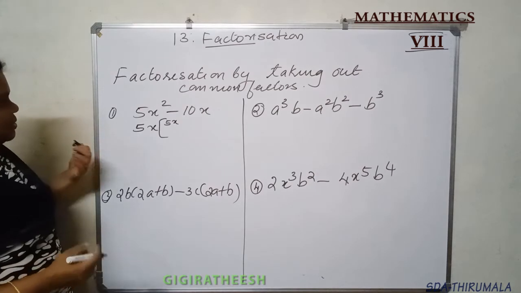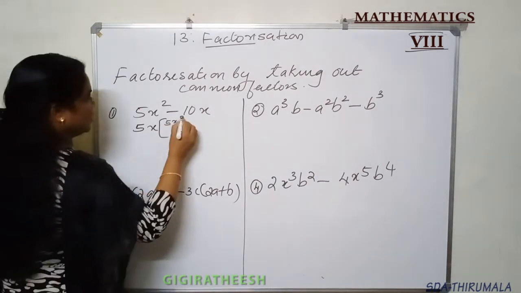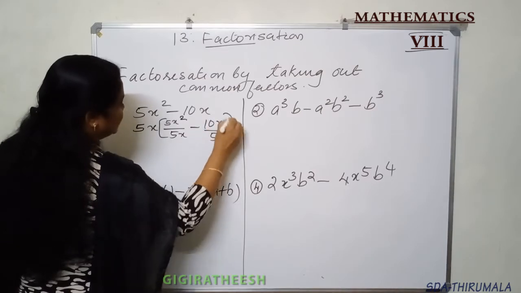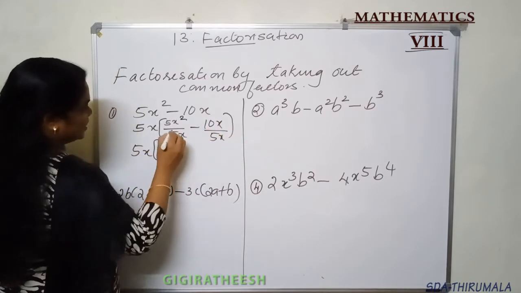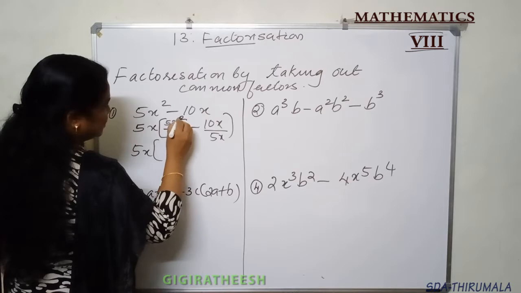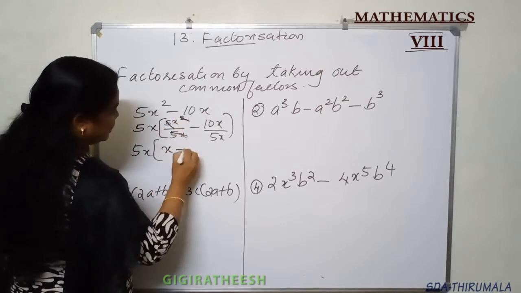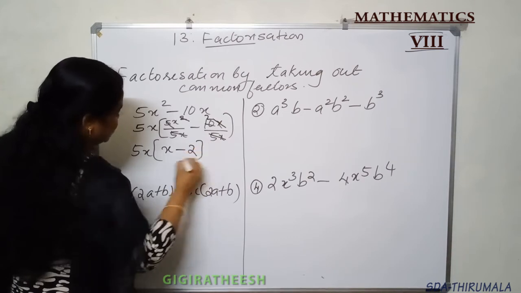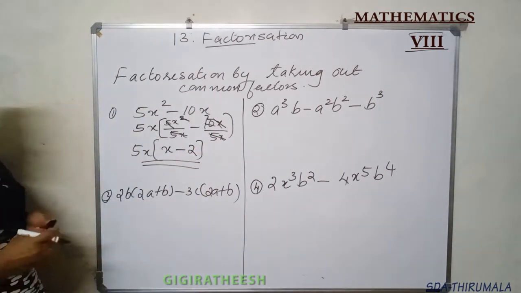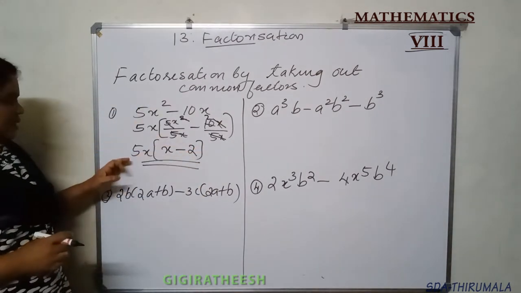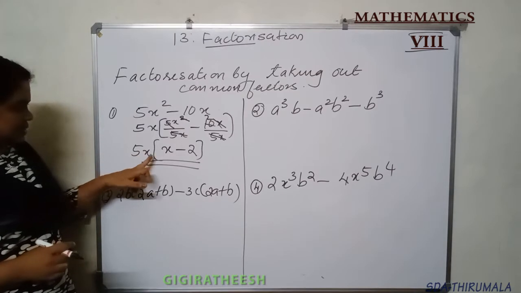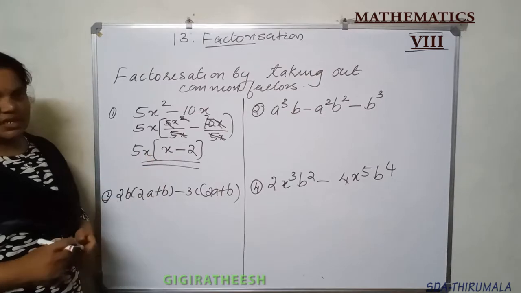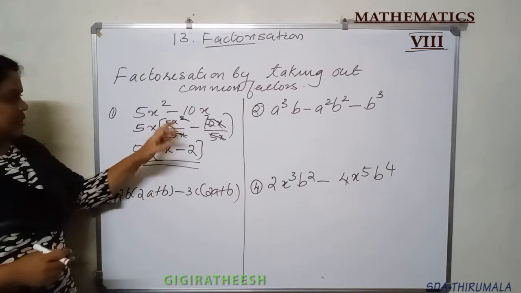After taking the common factor outside, what is the balance? Dividing, 5x square by 5x minus 10x by 5x, we get 5x into x minus 2. While multiplying this inside, 5x into x is equal to 5x square, minus 5x into 2 is equal to 10x. These are the factors of 5x square minus 10x.